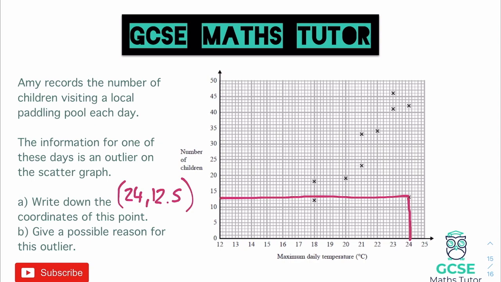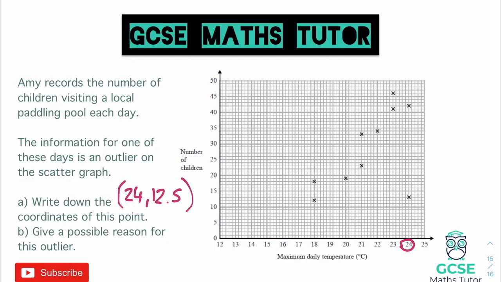So the other thing that we could be asked is to give a possible reason for this outlier. And when we're asked about this, we're trying to think about something logical. We're trying to think about something in real life. So we're not trying to come up with anything silly for this. So it says here, what's a possible reason? Well, let's have a look at the information. So why on a day where it was 24 degrees Celsius, were there a lot more children? You can see up here, there's another point around 24 degrees. And on that day, it's like 42.5, so an extra 30 children. So why are there 30 less children on this particular day, even though it's hot?